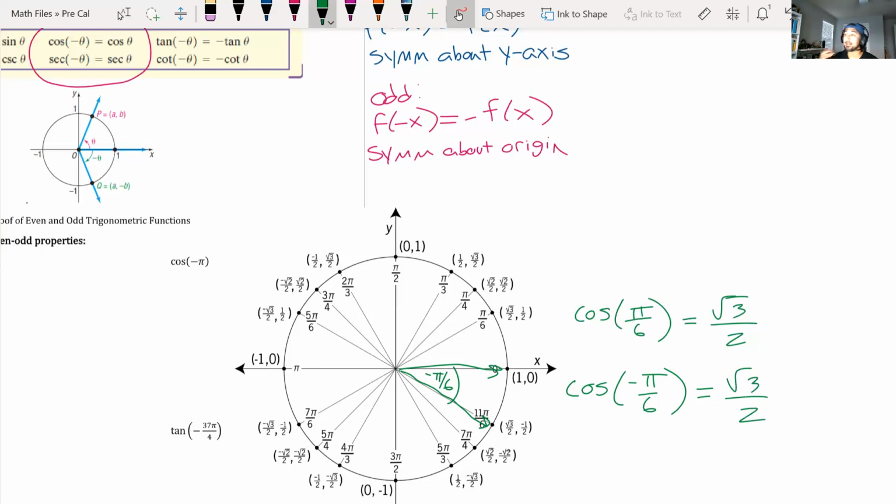Hence why we say cosine and secant are the only even functions, because no matter if you plug in a negative angle, you're going to get the same output. That's why we can say by the even and odd properties above, the cosine of negative pi over 6 is the same as the cosine of pi over 6 by even properties. Because do we get the same numerical value? Yes, sir. Does that make sense? All right. So that's why cosine and secant are the only even ones. And secant's even because secant is the reciprocal of cosine.